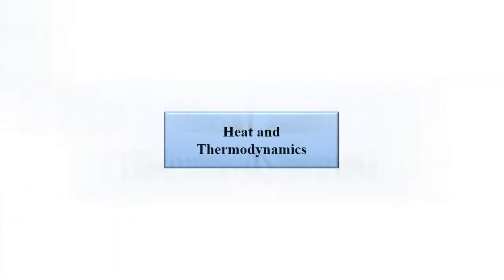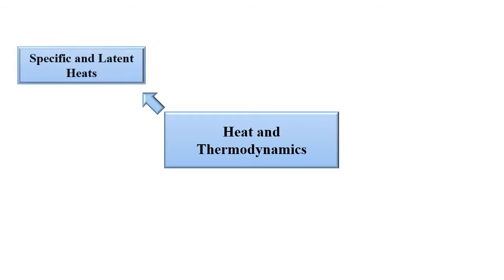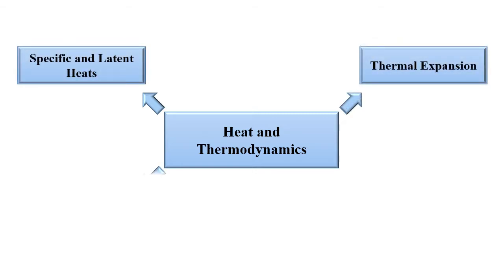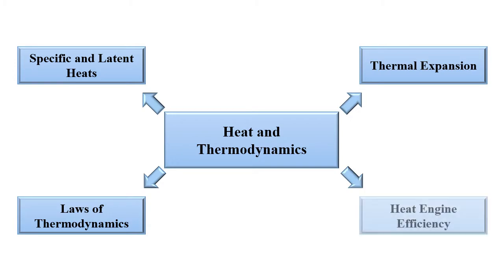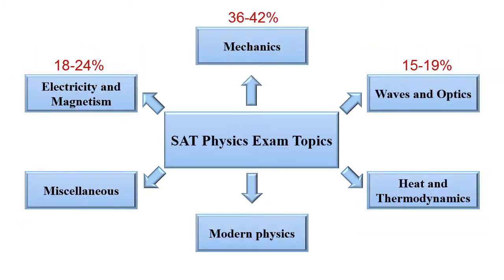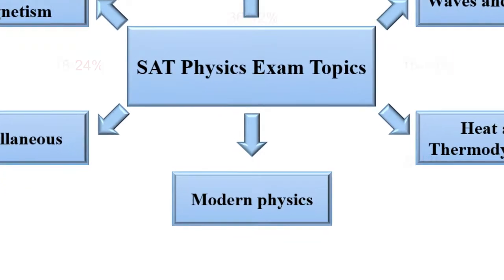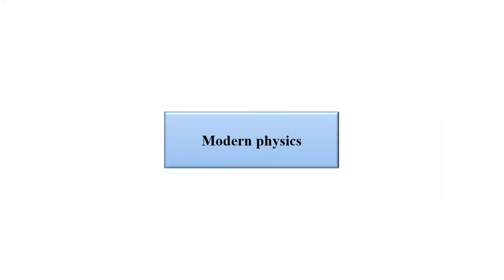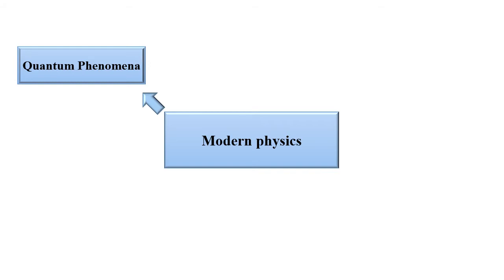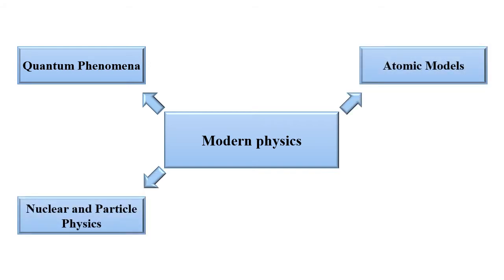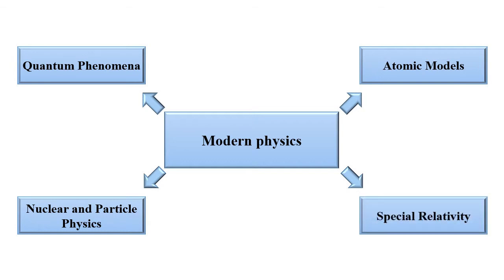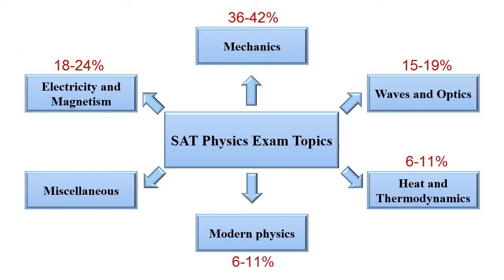Heat and thermodynamics. This section includes questions about specific and latent heats, thermal expansion, laws of thermodynamics, and heat engines. This is typically 6 to 11% of the exam. Modern physics. In this section, you will be tested on quantum phenomena, atomic models, nuclear and particle physics, and special relativity. This is typically 6 to 11% of the exam.